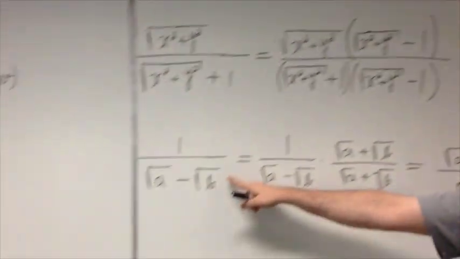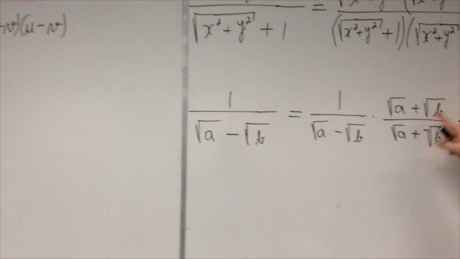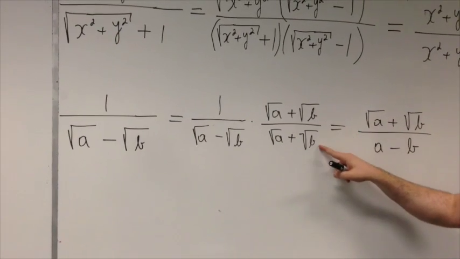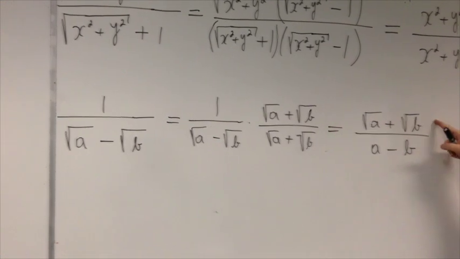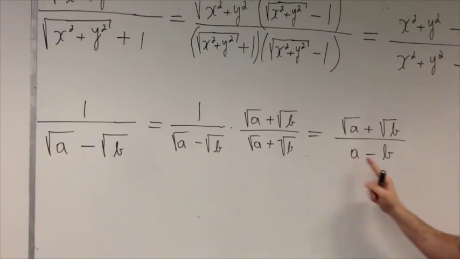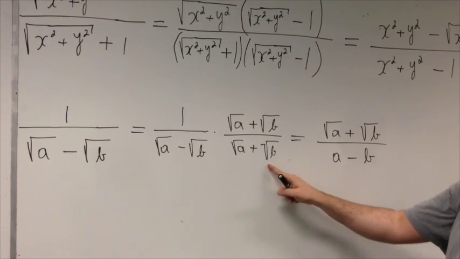And finally, for something like that, we just multiply top and bottom by the sum of the square roots. Numerator is just that. Denominator is the square of the square root of a minus the square of the square root of b. Okay?